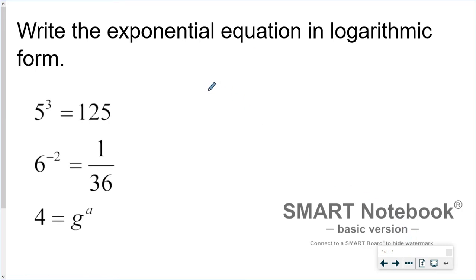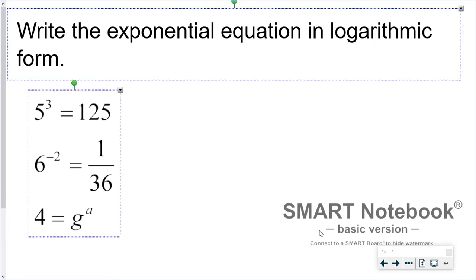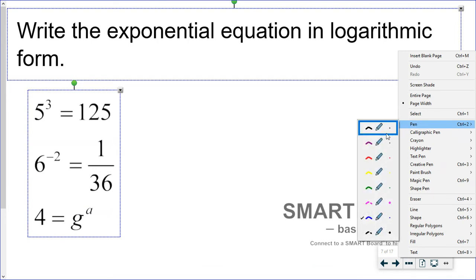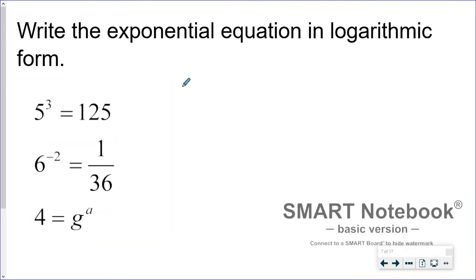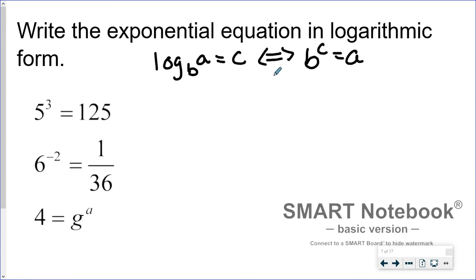All right, write the exponential equation in logarithmic form. So now we're going the other way. We're still going to have our definition of logarithm. Log base b of a is equal to c if and only if b to the c equals a. This double arrow, this biconditional, means that you can go either way. I can start here and go here, or start here and go here. In this case, I'm starting with my exponential form and going to logarithmic.